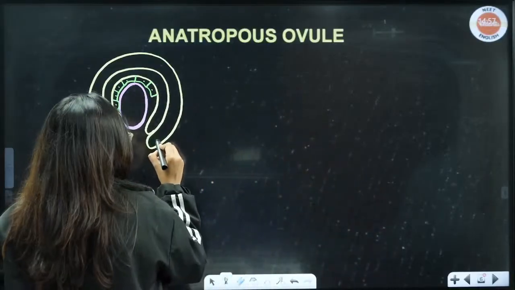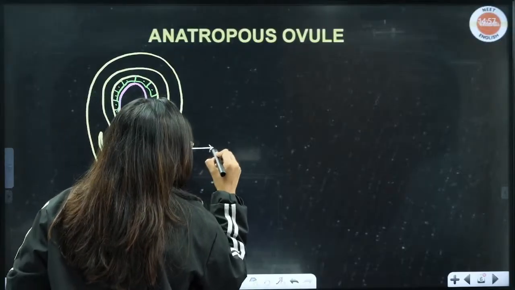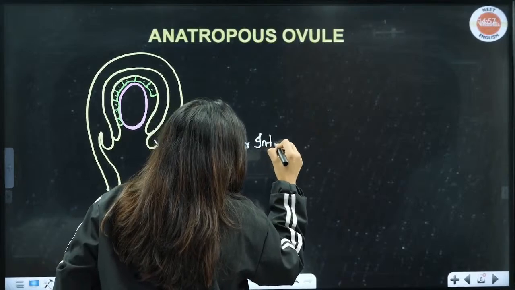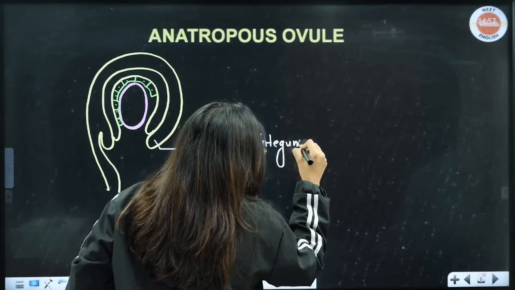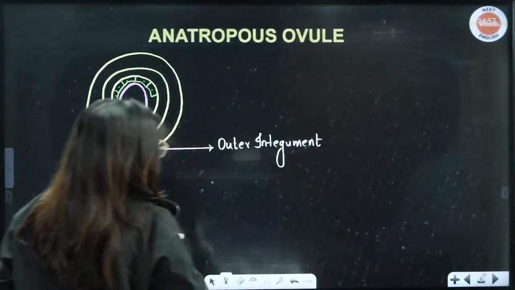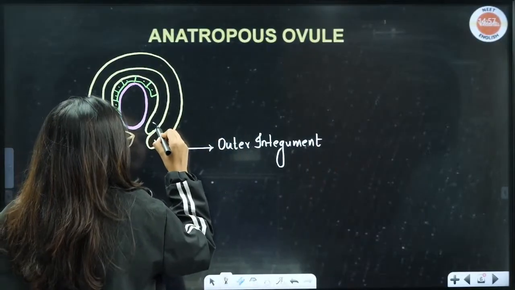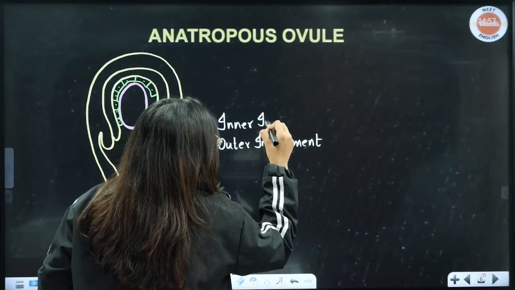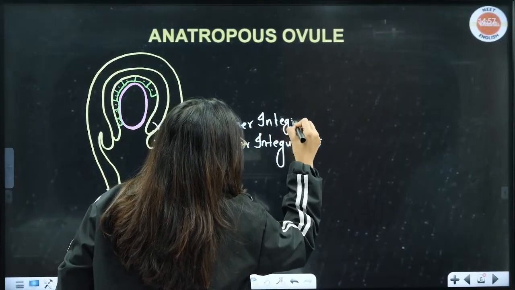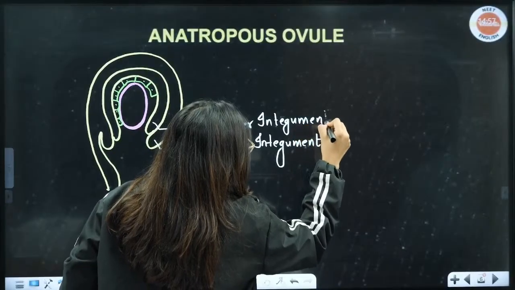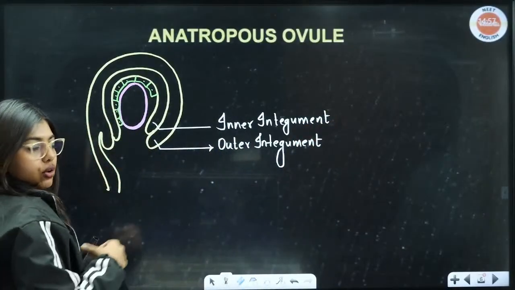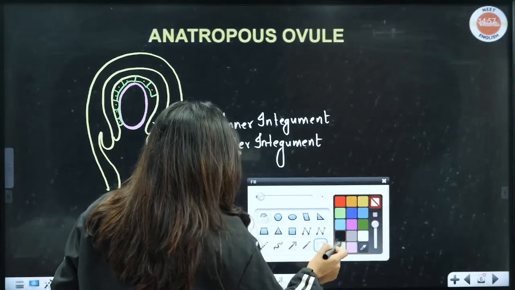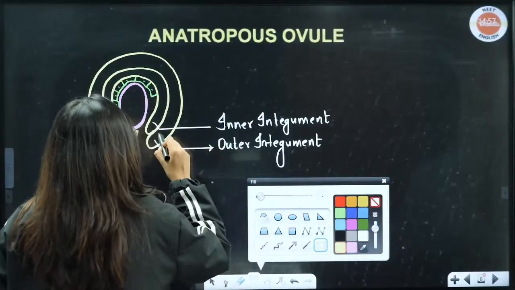So this one, which is outside, is called the outer integument. What is it called? Outer integument. Clear? What will be the inner one? Ma'am, obviously inner integument. Inner integument. Okay? Clear to all of you? This is outer, this is inner. If we have to color, let us color in different colors. We have the option, students. If we have the option to color, we should do it.